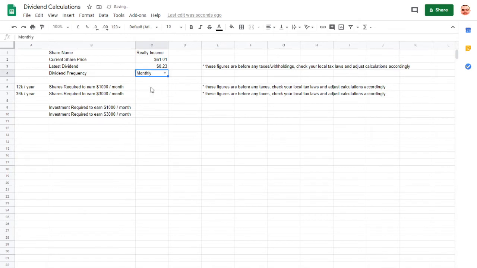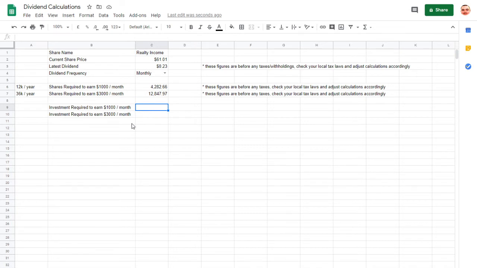And this is a monthly dividend. So there's two calculations we're going to perform. First is to figure out how many shares are required to earn $1,000 in a given month. So for that we simply take 1,000 and we divide it by the last dividend. So if we had 4,282.66 shares, every month we would get £1,000, obviously before tax. I'm going to do the same exact calculation again to earn £3,000 a month, just as another example.